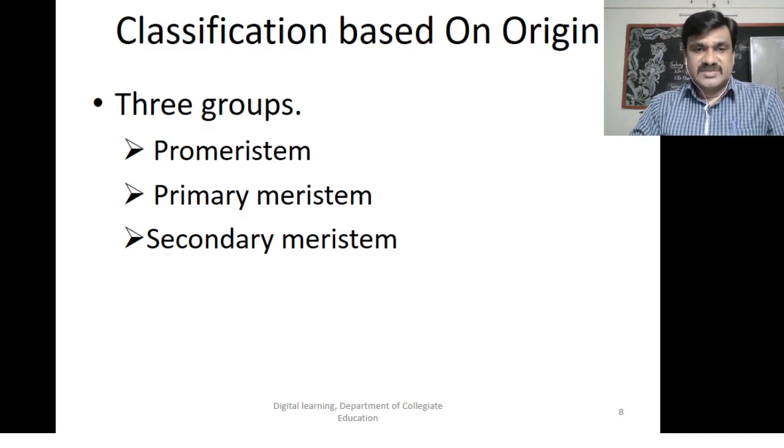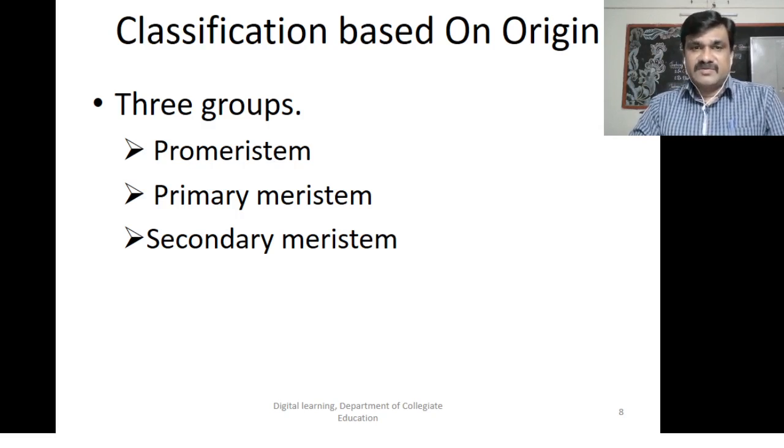So by this we can say primary meristem is a group of cells originated from the promeristem. The cells of primary meristem undergo division and retain the division property throughout the life of the plant body. So by this the primary meristem gives rise to the fundamental organs of the plant body.